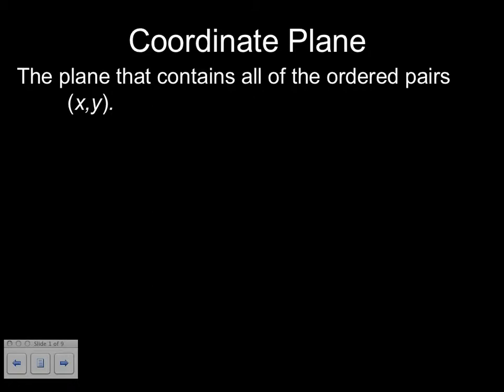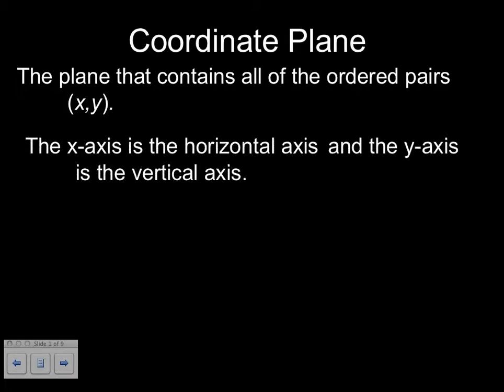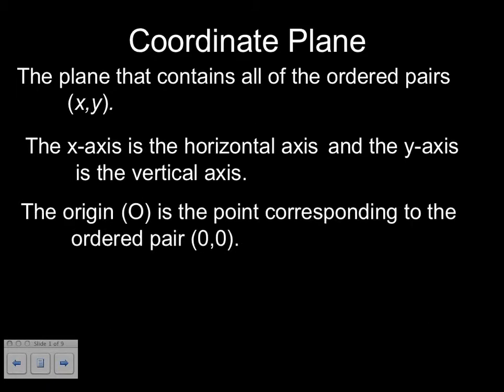Okay, today we're going to be working on a topic that's going to be review for most of you, and that is the coordinate plane. One thing that we need to know about the coordinate plane is that it does contain all of the ordered pairs, and we label those ordered pairs as x and y. Remember that the x-axis is the horizontal axis, and then the y-axis is the vertical axis. The origin, which we label as O, is the point corresponding to the ordered pair 0, 0.